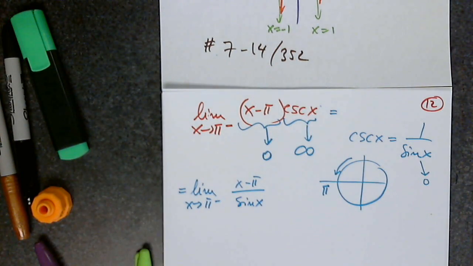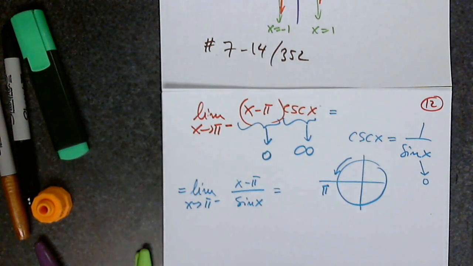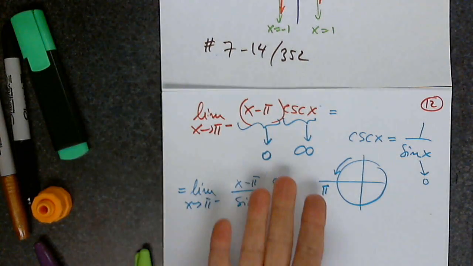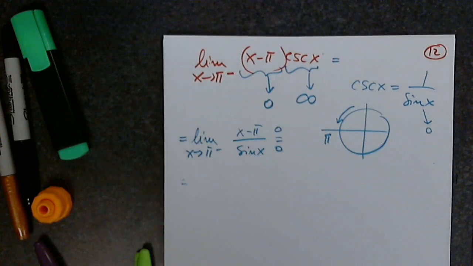So since cosecant is 1 over sine, x minus pi over 1 times 1 over sine is that. Let's plug it in again. Where does the top go? Where does the bottom go? I'm done, right? By a simple algebraic manipulation, I changed 0 times infinity into 0 over 0, and now my hands were tied here, but now my hands are not tied. What do I mean by that?